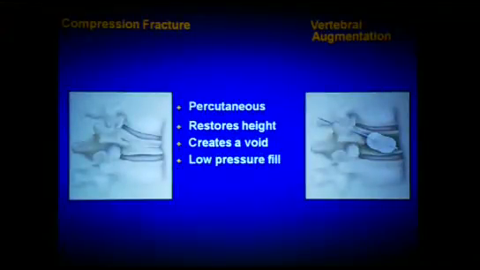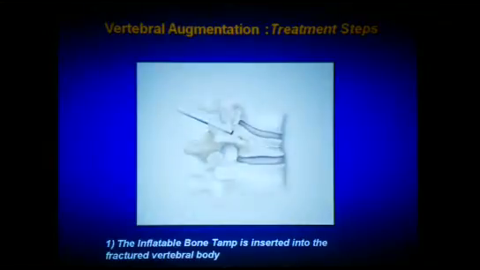So basically, when patients present to us with focal oligometastatic burden and a compression deformity, there are percutaneous approaches that we can use to restore the height. We do that by creating a void within the vertebral body and filling that void with polymethyl methacrylate.